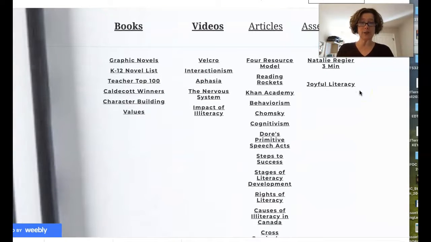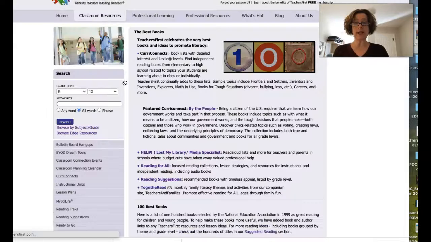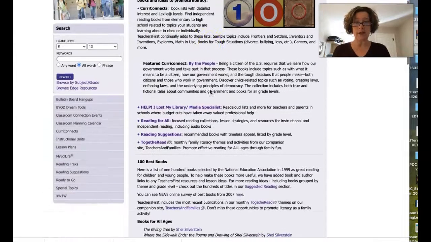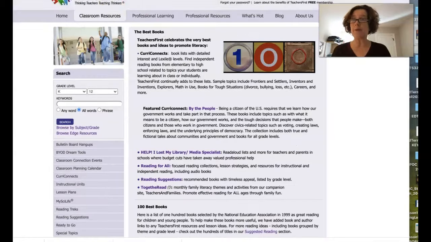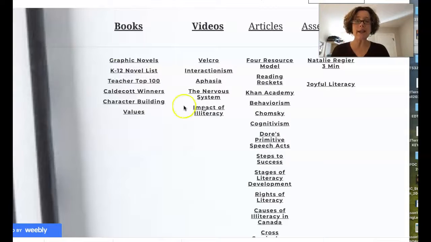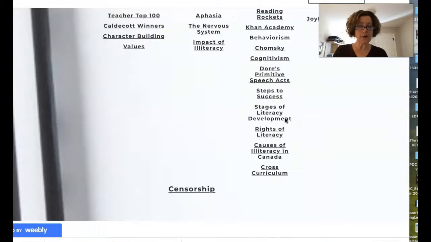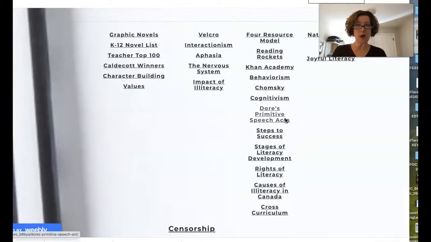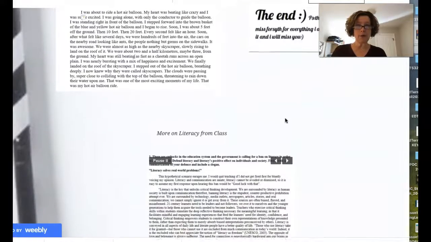And then she had all of the resources that she gained from the class. So say the teacher top 100 books, she linked it here, and there it is. So I think, again, it gives you a nice, hopefully a good idea of what your ePortfolio could look like.